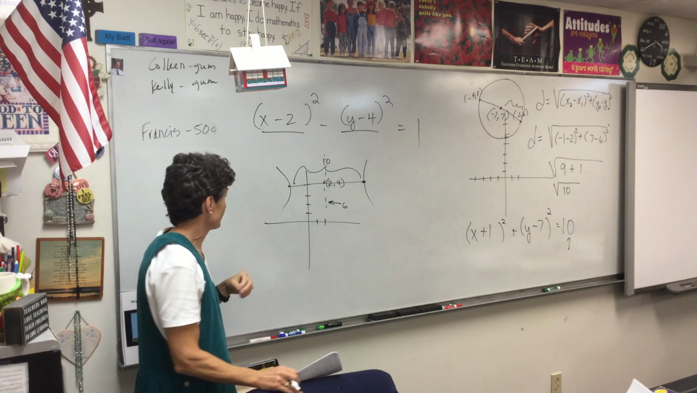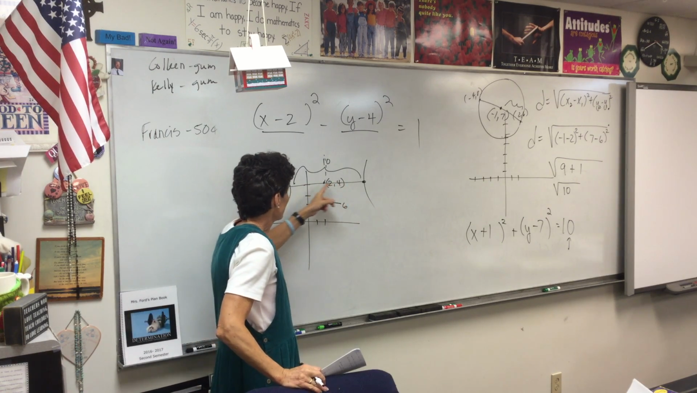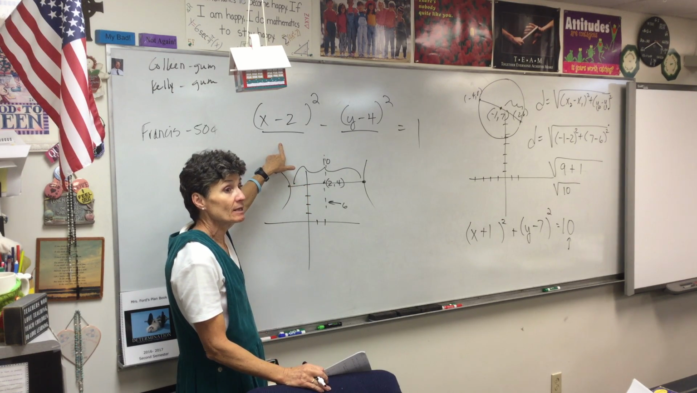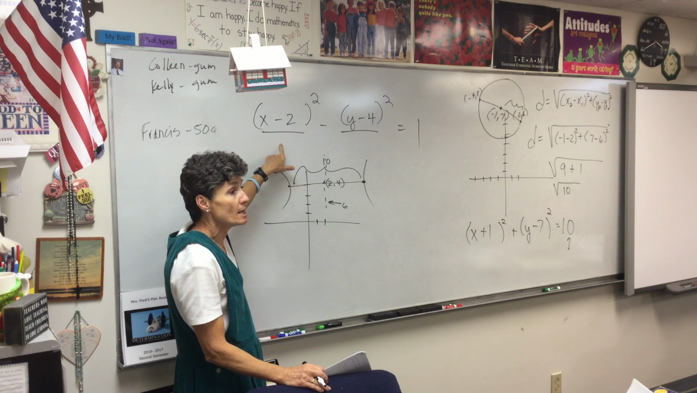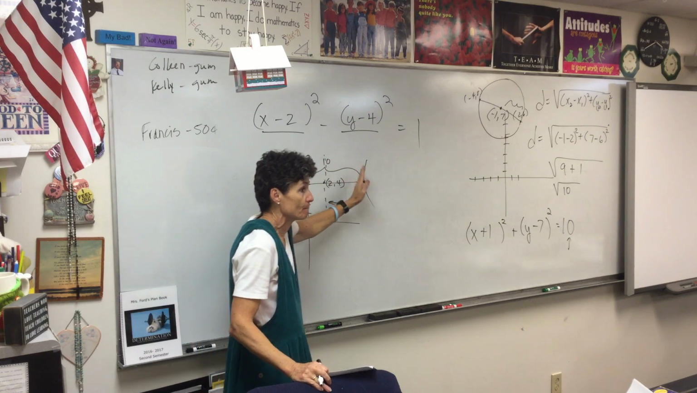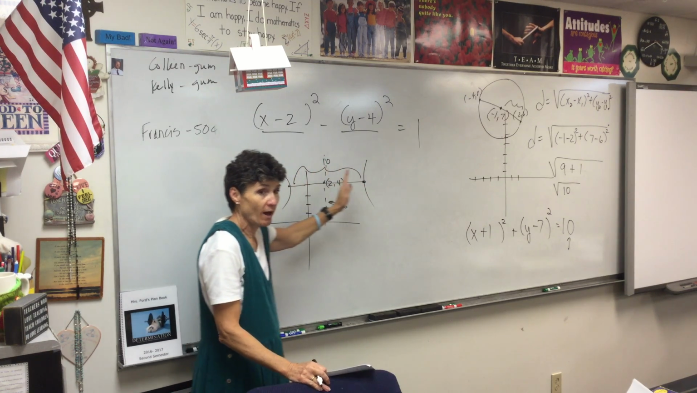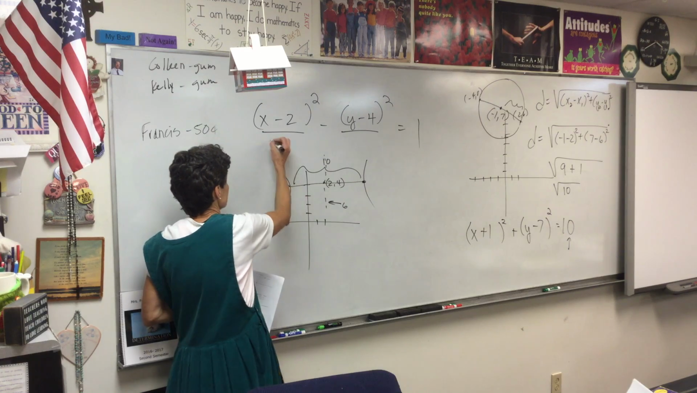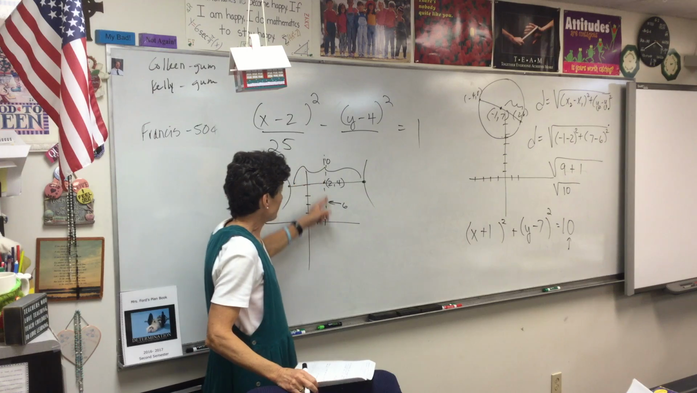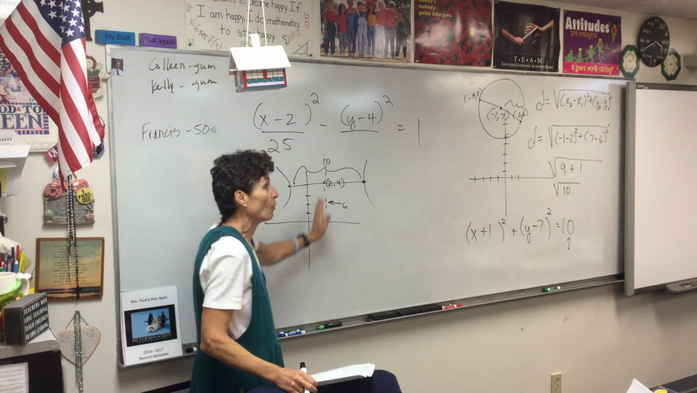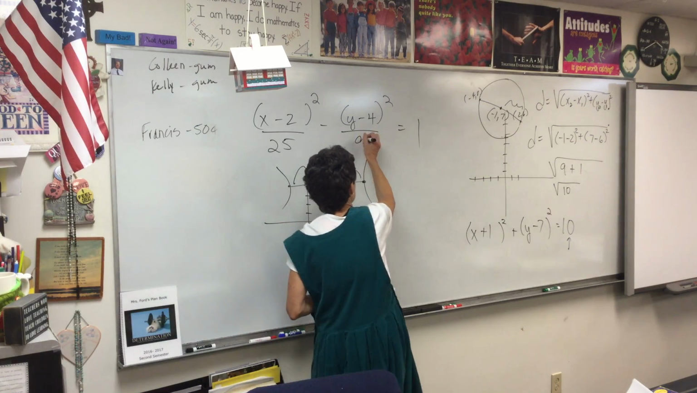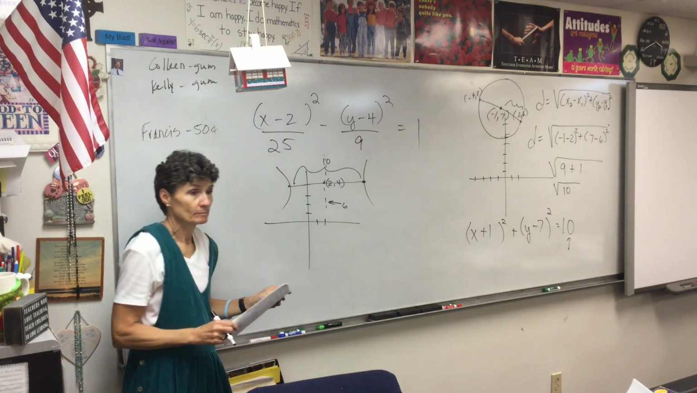Now, what about those denominators? What's going to go there? 5. Well, now wait. That's not going to be 5. That's going to be 25. It says the transverse axis is 10. Didn't I go back and forth 5? Which means this has to be a 25. I went up and down 6, the whole thing was 6. So I went up and down 3, which means that is a 9.